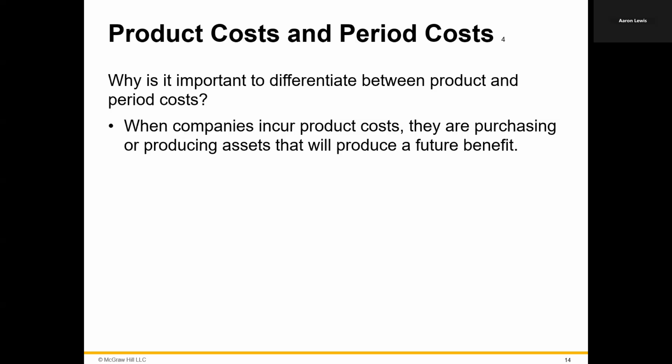And the thought process that GAAP has behind this too is these costs that you incur aren't expenditures that are happening at the time. They're necessary costs to produce an asset that will provide you future benefit. What is that asset that you are producing that those costs are going to get capitalized to? Your inventory.